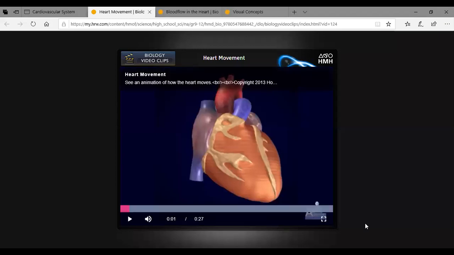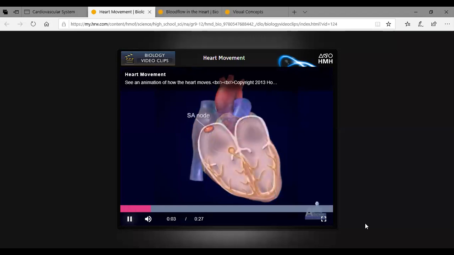Now this link also will show you the heart movement by the two contractions, the SA and the AV nodes. Now the SA node will start the contraction, the electrical signal, and as you noticed, it will trigger the second node, the AV node. So this is how the heart moves and how it starts the contraction.